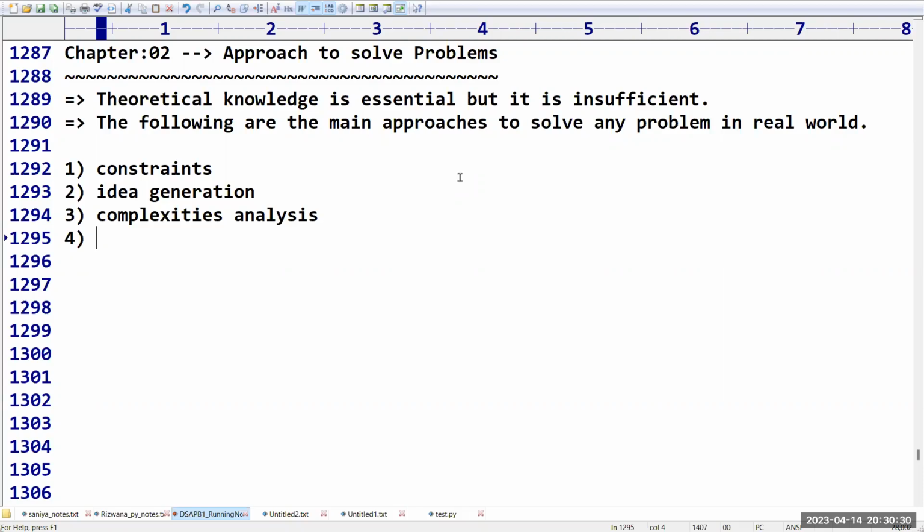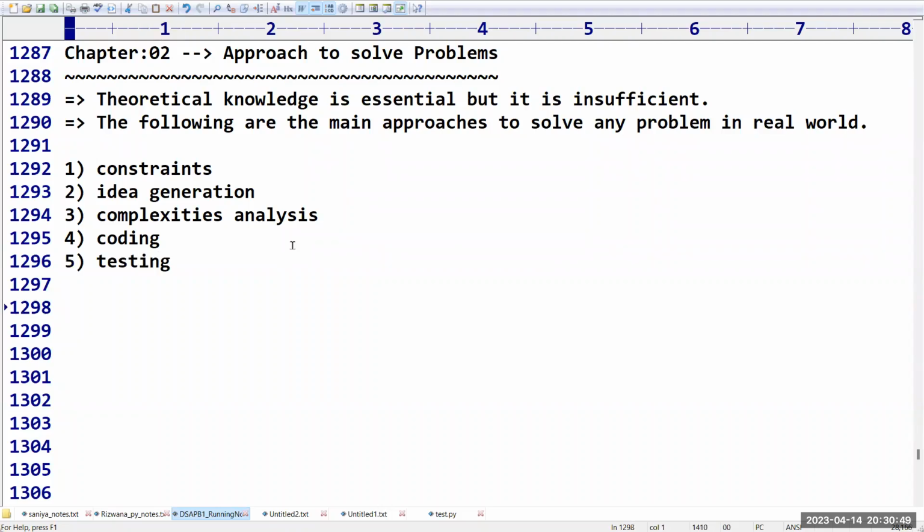Requirement to requirement, the options also are going to change. That you can understand by using this complexity analysis. This is also very, very important, sir. Finally, we have to write the coding. And later, compulsorily, you have to do testing, sir.